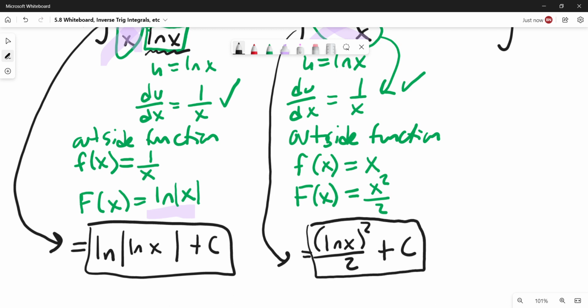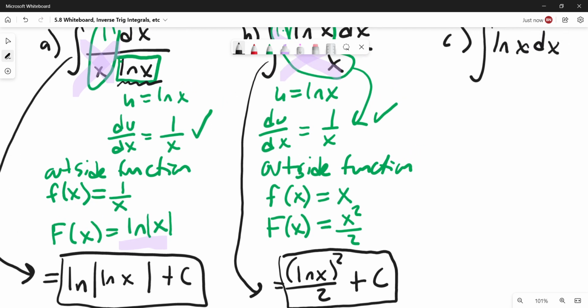Don't even need any absolute values, because we only need absolute value when it's our antiderivative that's the ln x, not when it's our u that's the ln x.